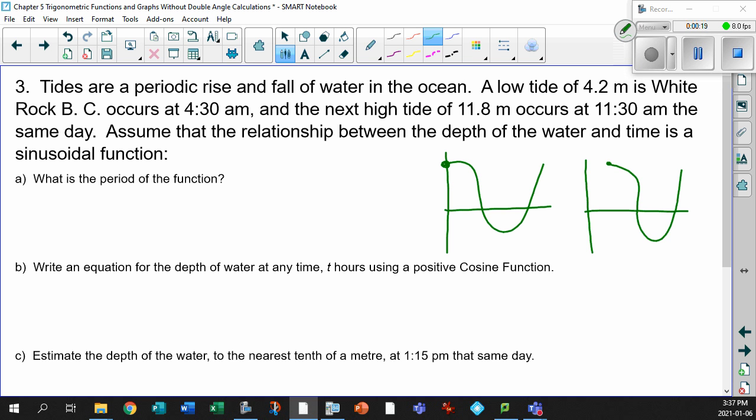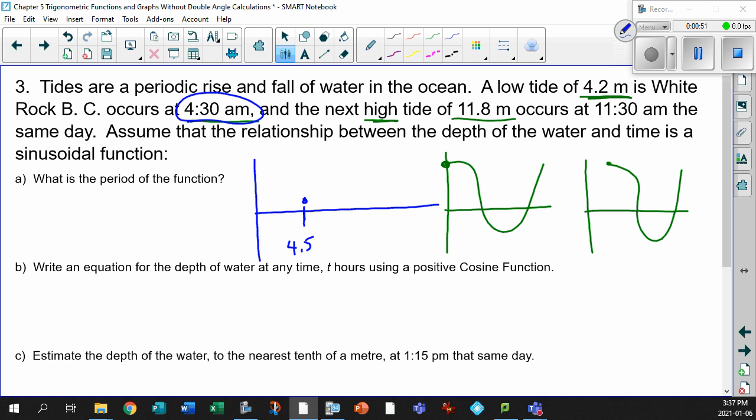Check this out. It says the rise and fall of the water in the ocean. The low tide is 4.2 meters, okay? And that happens at 4:30 in the morning. The high tide is at 11.8 meters. So look what happens to the graph now. The graph at, guess what? 4:30 in the morning. So think about that. That's 4.5 hours into the day, right? That's its low point.